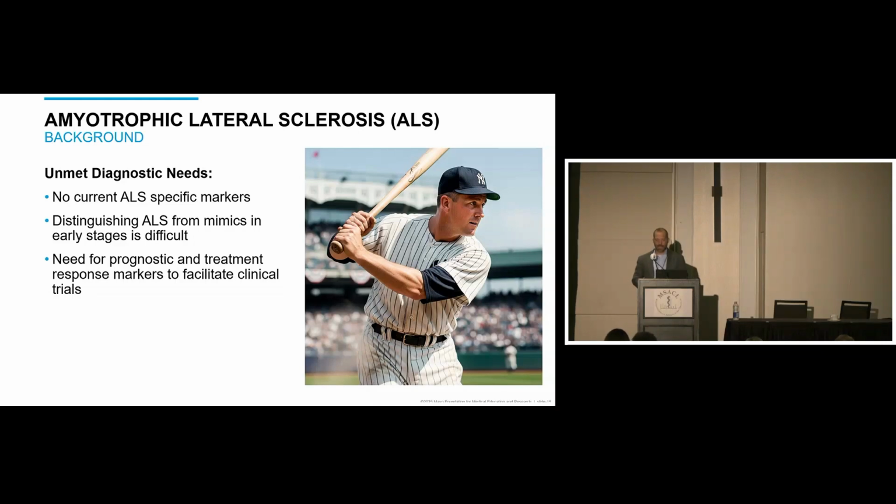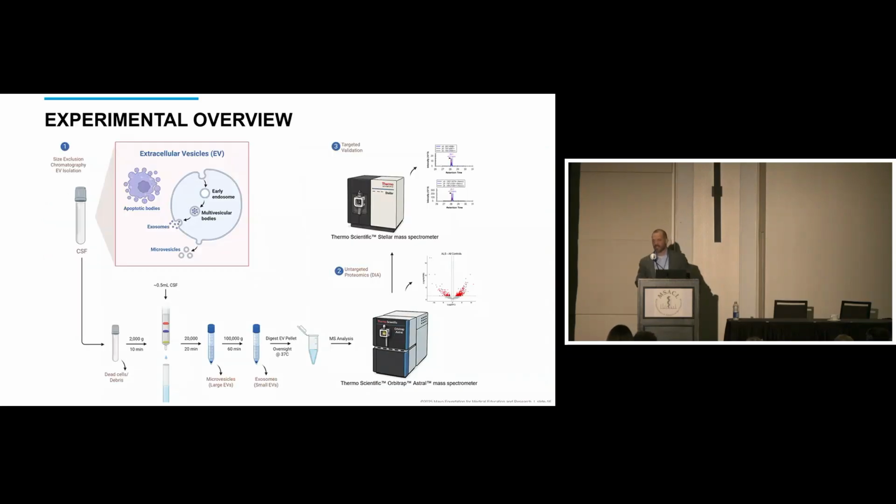So there are several unmet diagnostic needs in ALS. There are currently no specific markers for ALS. Distinguishing ALS from mimics in the early part of the disease is problematic, and it affects treatment. You can imagine if you were suffering from progressive weakness in a limb, and you were wondering if you had ALS, that can cause a lot of distress. So it would be nice for both patients with and without ALS to distinguish between these groups. There's also a need for more prognostic and treatment response markers to facilitate clinical trials, because there's a lot of room for improvement in this disorder. With these limitations in mind, we set forward to identify some novel EV-based markers in ALS.